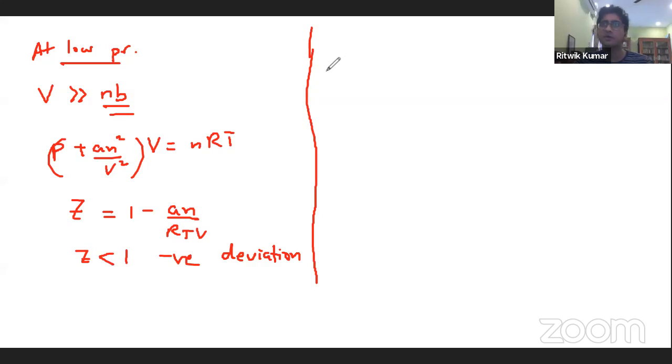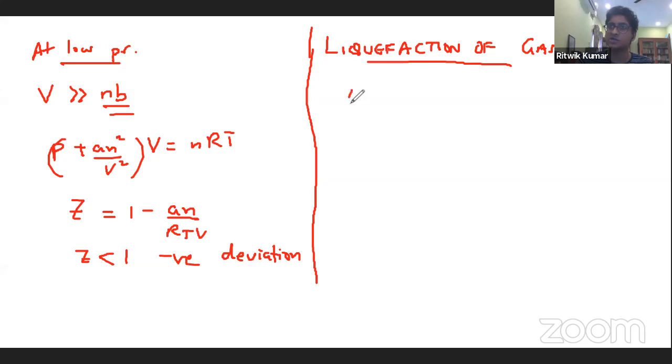Now we have just 2 more topics left in this chapter: liquefaction of gases and some properties of the liquid state, right? Liquefaction of gases is easy, but the graph is a little bit confusing if you look at it. So I'll go through it. I know there isn't much time, but I think there should be sufficient time to understand this. As long as you understand how to read the graph, it's fine. So I'll draw the graph and explain accordingly.